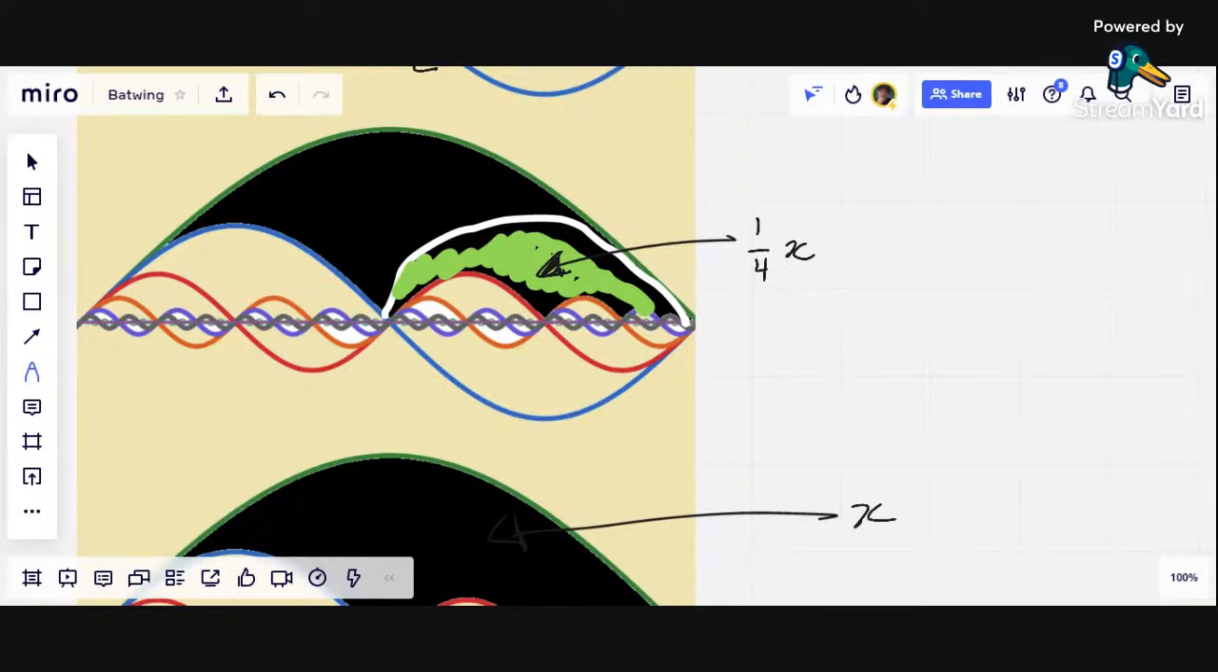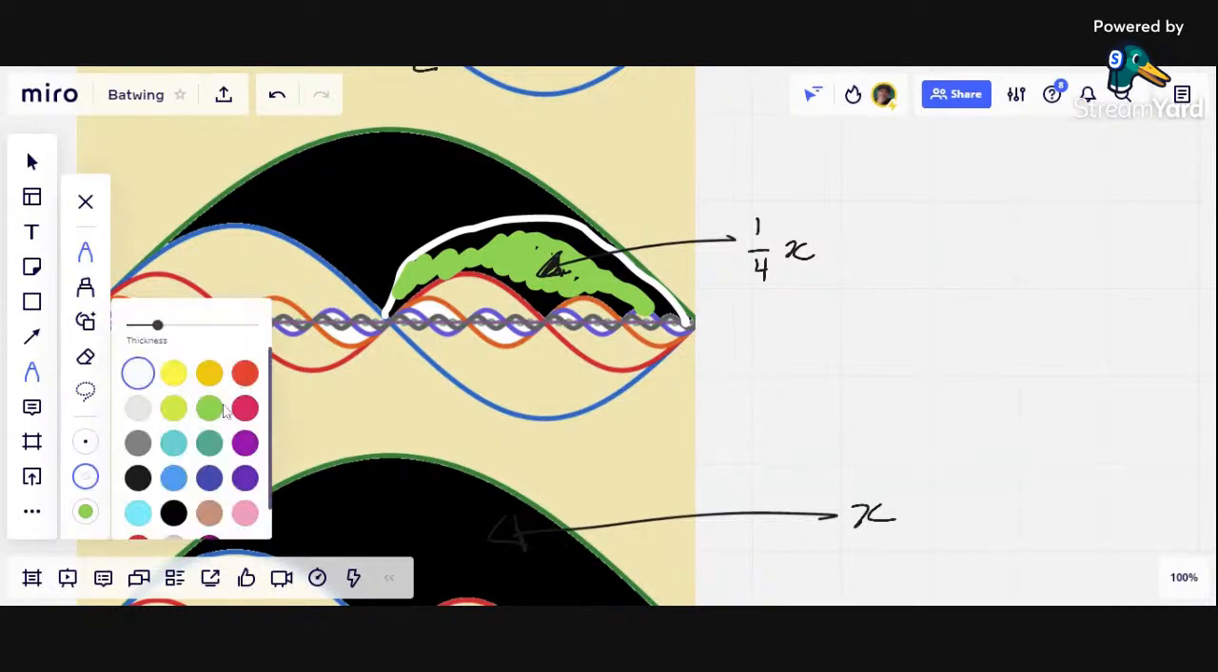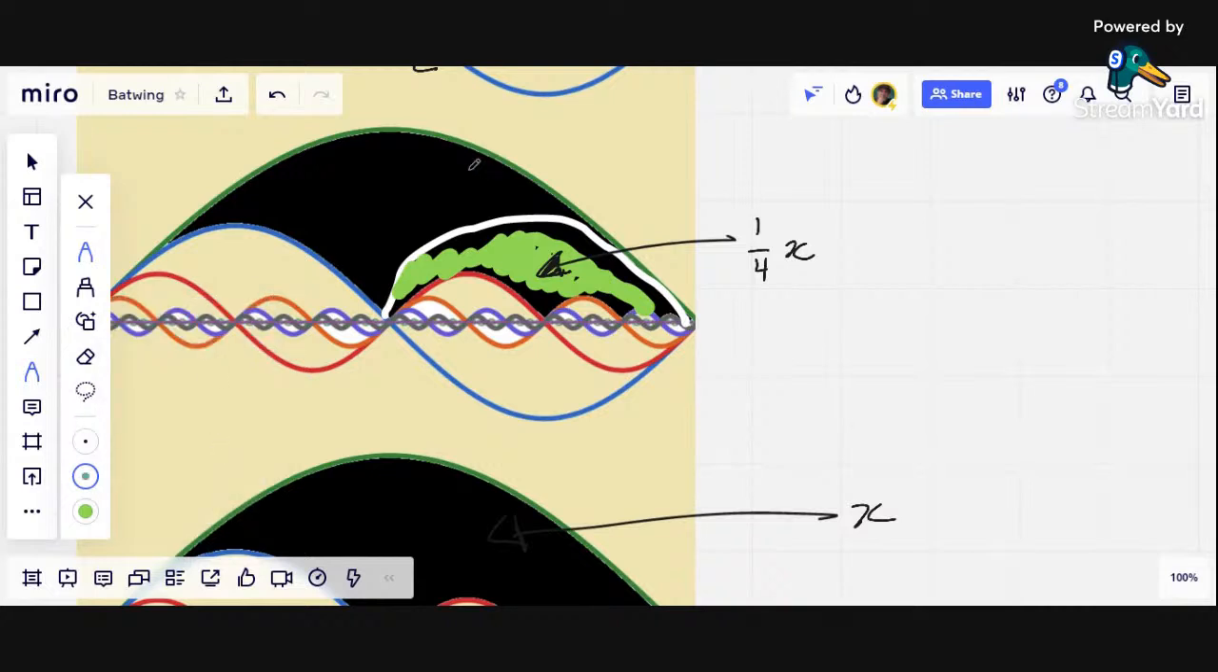Hey, I have to look at my notes. Okay. So now we ask, and I've got to use a different color here. Hang on here. What's a good color? Blue. I like blue.